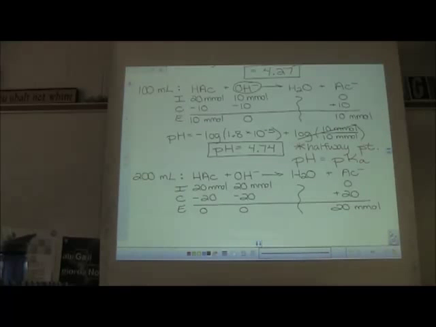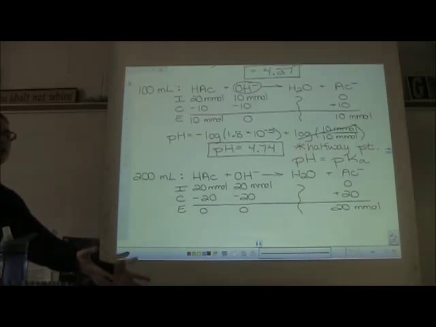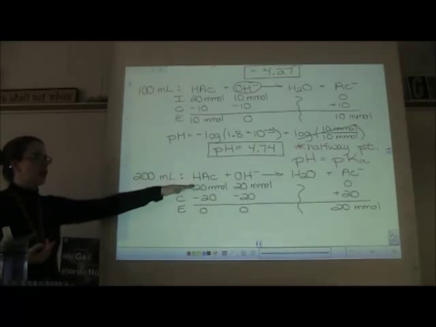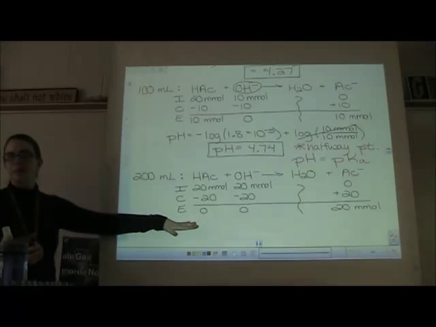AC minus. Let's think about what that is. Is AC minus, the acetate ion, capable of acting as an acid? Yes or no? Nope. Okay. Could it be a base? Yes, it is a base. Meaning, is it capable of accepting a hydrogen? Yes, it is.